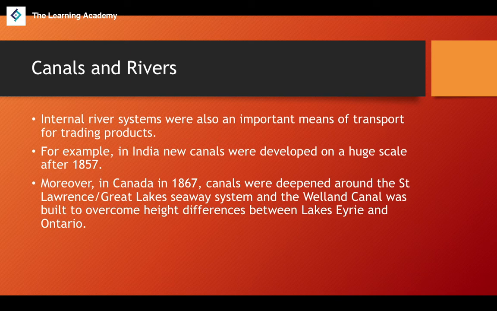Moreover, in Canada in 1867, canals were deepened around places like St. Lawrence and the Great Lakes Seaway system, as well as in other places like Lake Erie.